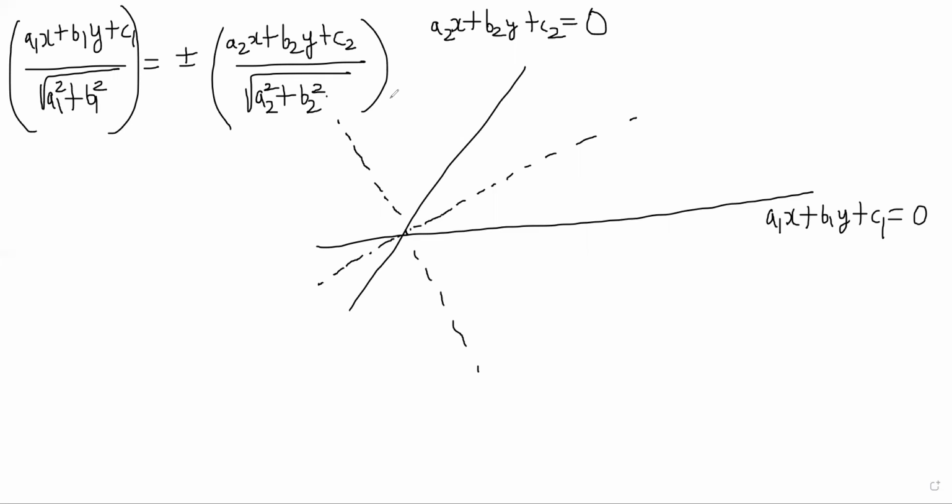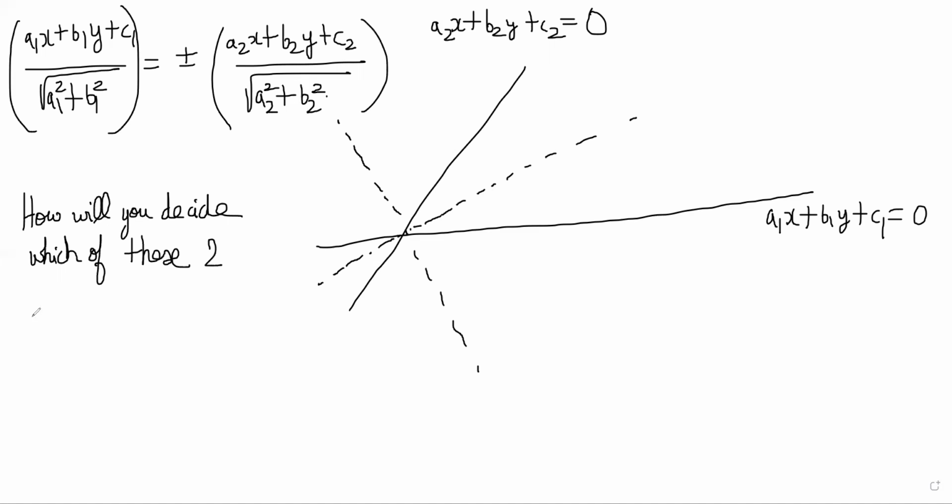Okay, now what I want you to try and figure out is how will you decide which of these two bisector equations represent the acute angle bisector.